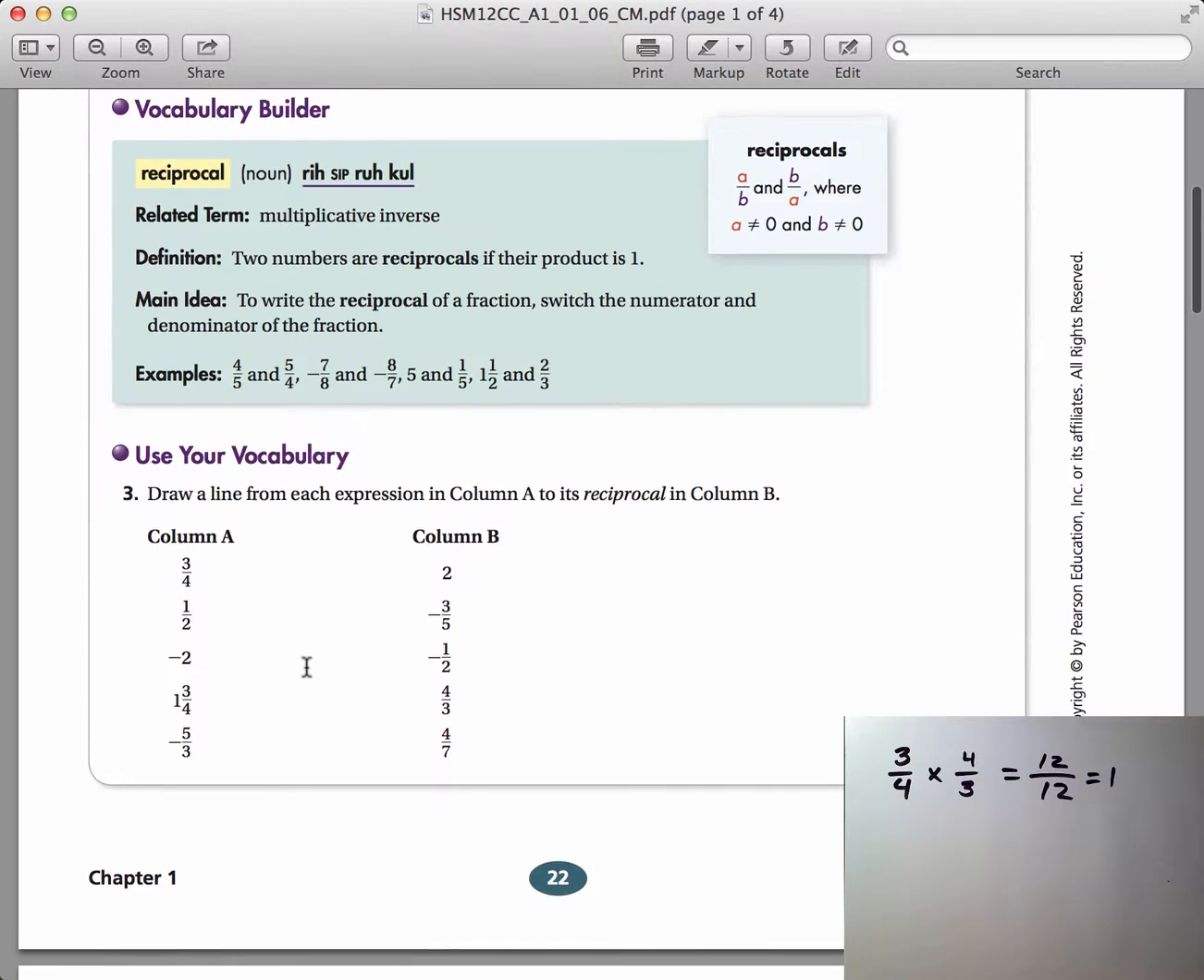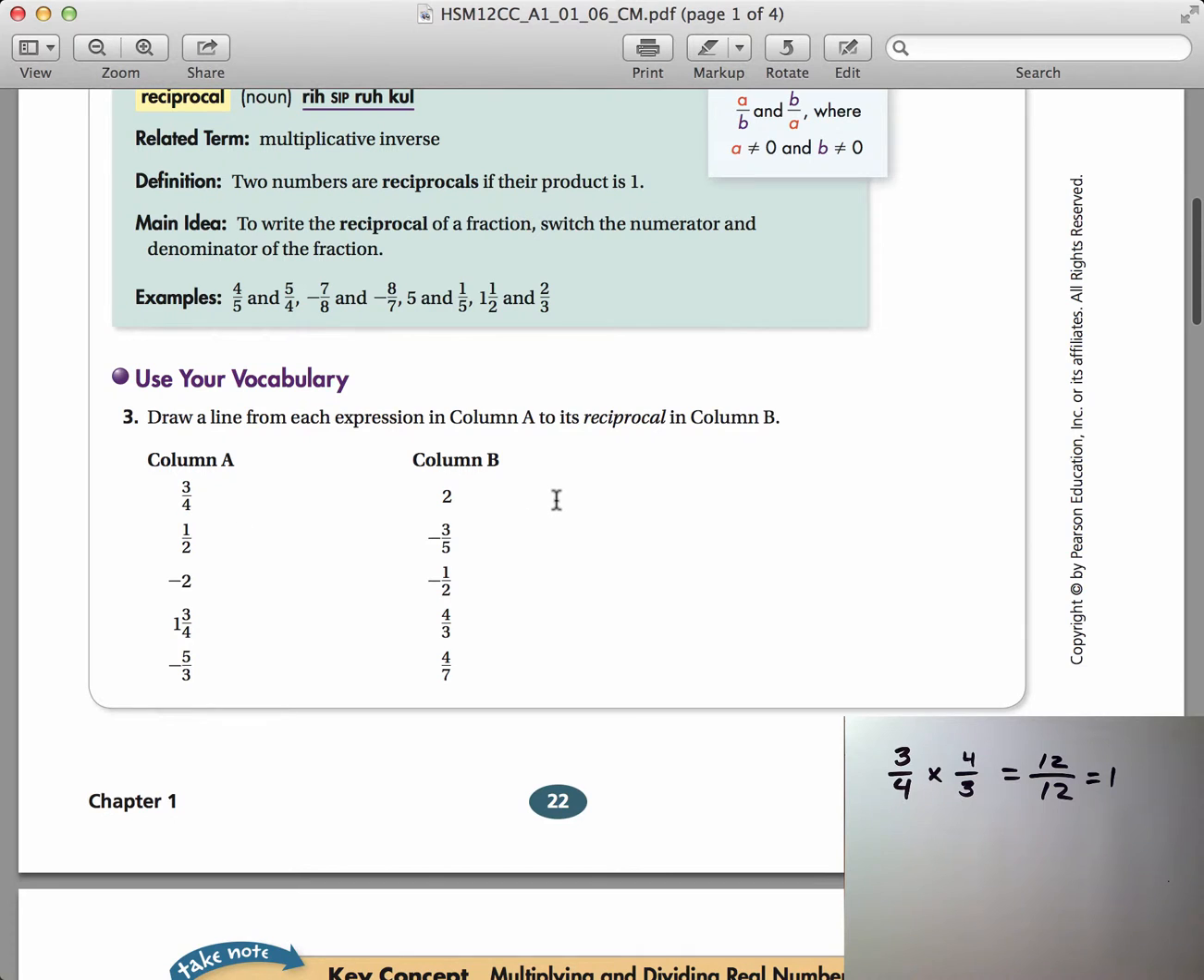If we look at number 3, we look at column A and column B. Now the first one we've got here is 3/4. Where is the reciprocal to that? Well, we already figured it out. It's 4/3. Okay? Now, what is the reciprocal to 1/2? Let's take a look at that, because if this works out, we should equal 1 over here, right? So 1/2, the reciprocal of that is really, put the 2 on top and a 1 on the bottom. And that would equal 2 over 2, right? 1 times 2 is 2, and 2 times 1 is 2, which would equal 1.